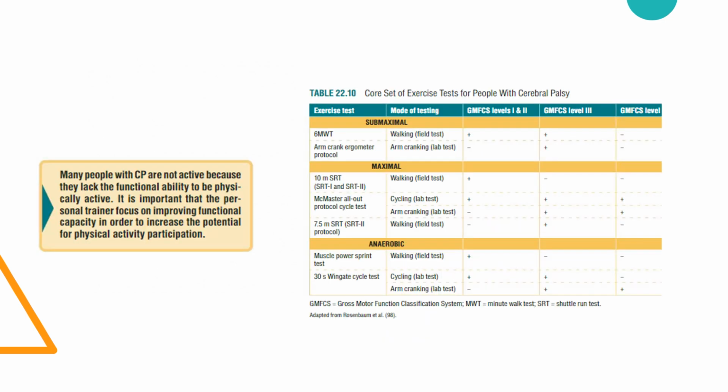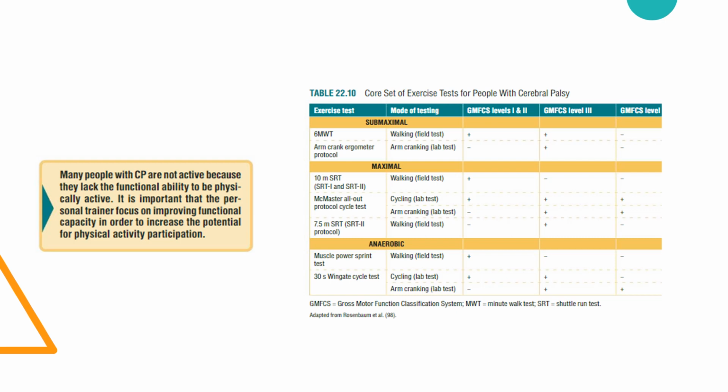When conducting exercise tests for individuals with CP, it is important to consider their unique abilities, limitations, and specific needs. Here are a few exercise tests commonly used for assessing fitness and functional abilities in people with CP. The 6-minute walk test measures the distance an individual can walk in 6 minutes. It provides an indication of functional endurance and walking ability.